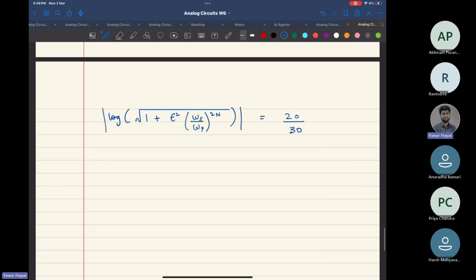Okay. This is log of something raised to the power 1 over 2. I can write log of m raised to the power n as n log m. And that 2 I'll take to this side. It would be half of log without this square root. And then I'll take this 2 in the numerator. That will cancel with this.